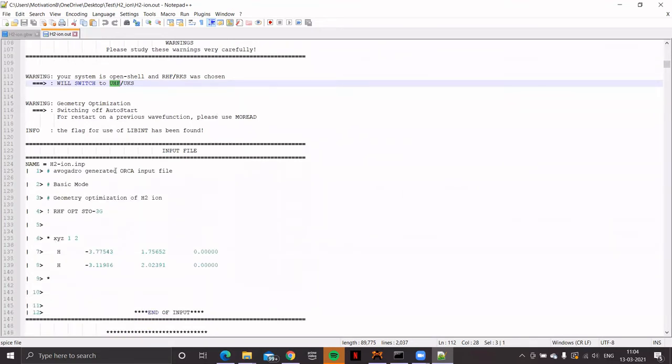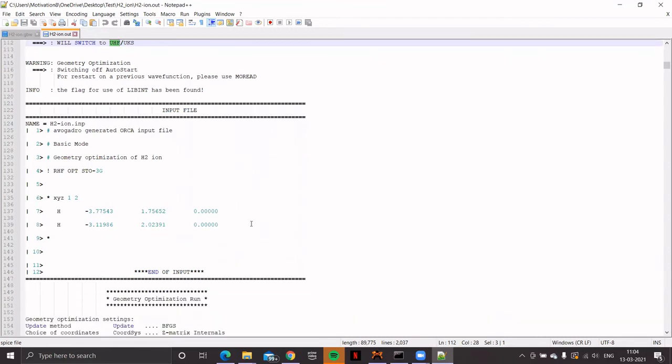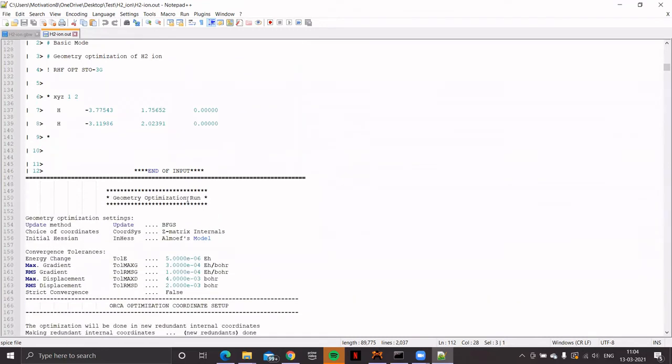Then the input which we gave initially, that was our input file. That's the information about the input file. And then in this particular job, we are going to do geometry optimization. So what do we mean by geometry optimization? In this case there's only one bond, but if there are many bonds, there will be angles and dihedral angles.